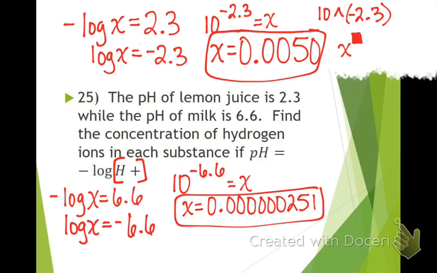Okay, so what this is showing us is the acidity of these, which is also something that pH measures. But the more acidic something is, the more hydrogen ions it will have. So it makes sense that the lemon juice has a higher concentration of hydrogen ions than the milk. Lemon juice is more acidic than milk. I think most of you would have already known that anyway.